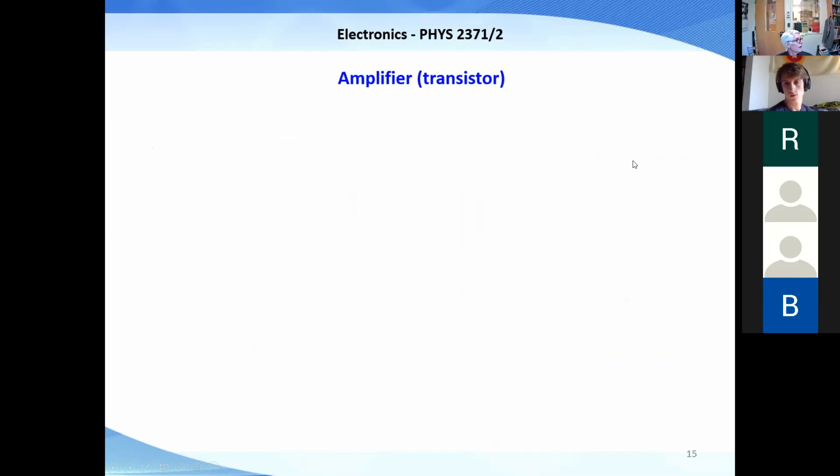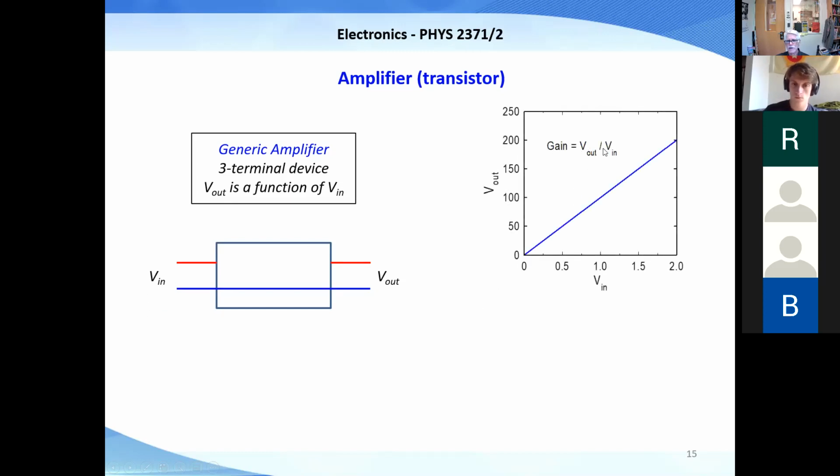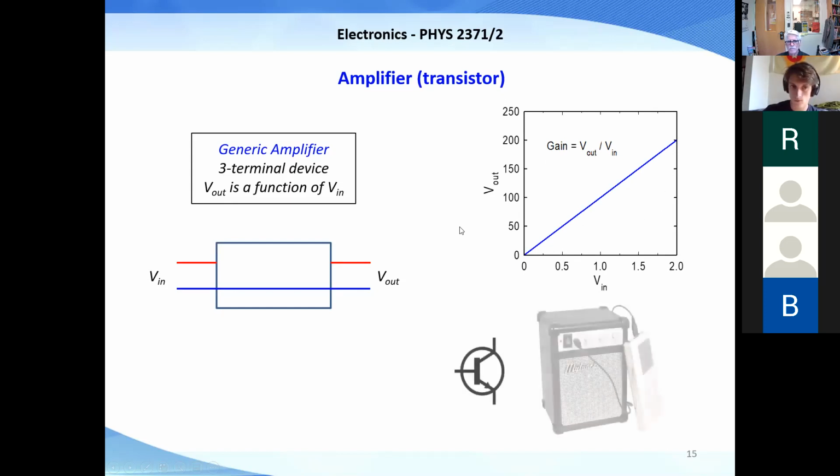Okay, let's turn to amplifiers. We'll try to get out of here a little early today. A generic amplifier is a 3-terminal device where some output voltage is proportional in some way to the input, and you define a gain as V out divided by V in. You can have current gain too, current out divided by current in.